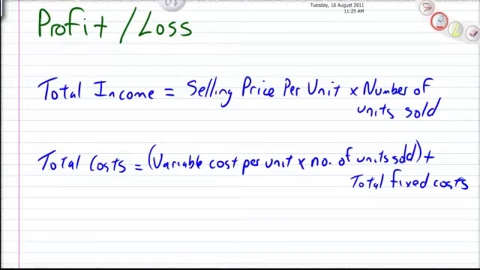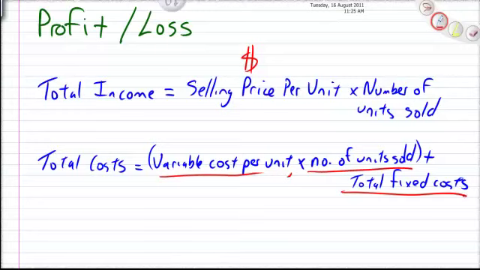So let's have a look at the whole thing about profit and loss. Your total income comes from your selling price per unit, which is in dollars, times the number of units that you sell. So if you sell each one for $100, and you sell 10 of them, you make $1,000. That's 10 times 100. Your total costs come from two separate areas. One is your variable cost per unit, times the number of units that you sell. And the other one is adding your total fixed costs. So you get your variable cost per unit, times the number of units that you sell, then you add your fixed cost to it, and that gives you your total costs. So total income and total costs.